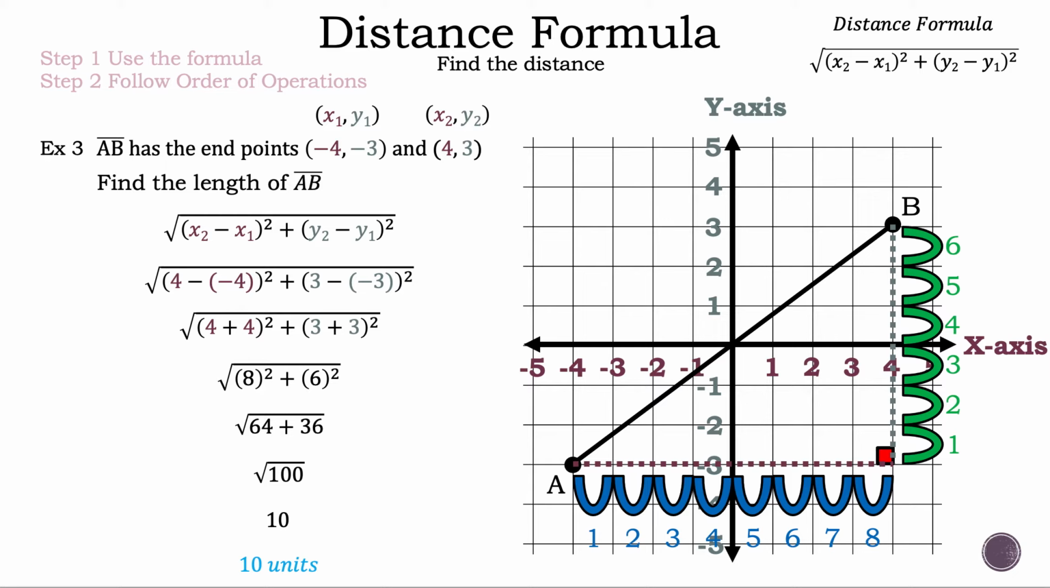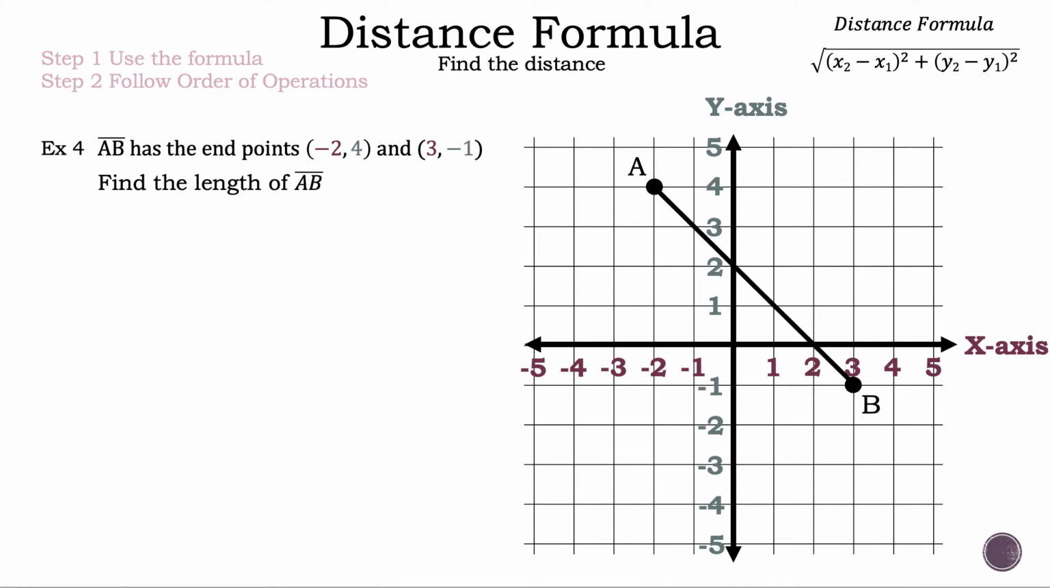Now if we take a look on the left side of the screen with the distance formula, in the middle we have the square root of 8 squared plus 6 squared. Same measurements. So we can use the graph and specifically the Pythagorean theorem to find the segment AB as well. Now let's take a look at example 4.